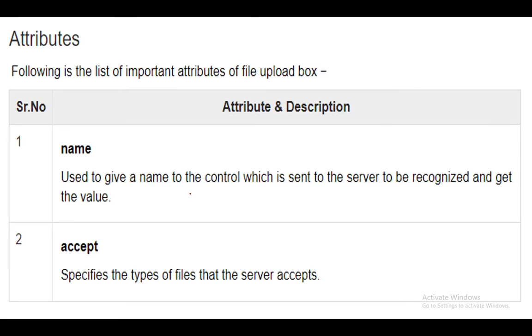Now I'm going to explain some of the attributes that the file tag can take. We have name, used to give a name to the control which is sent to the server. We have accept, to specify the type of file that the server accepts. So you see that accept is choosing the type of file that you are uploading, which means this syntax is to take an image file. If you want to upload something like a document, it will be different from image.